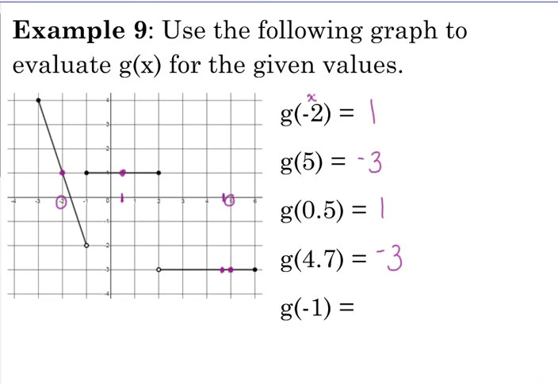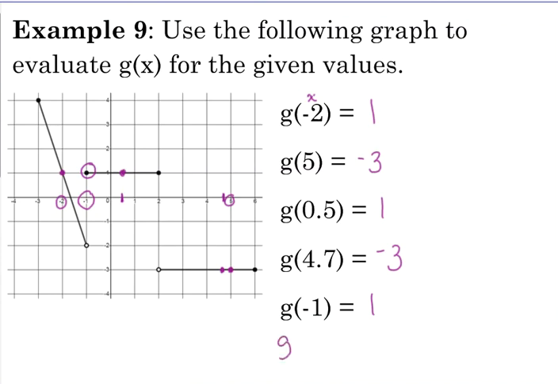Now this is one that tends to mess with people. g of -1. -1 is of course right here. When we look at -1 though, it looks like we have two values. But you've got to remember this one down here, if that's an open circle, that's a hole. That is not where the graph exists at -1. The graph at -1 exists up here at +1. So g of -1 is +1. It is not -2.